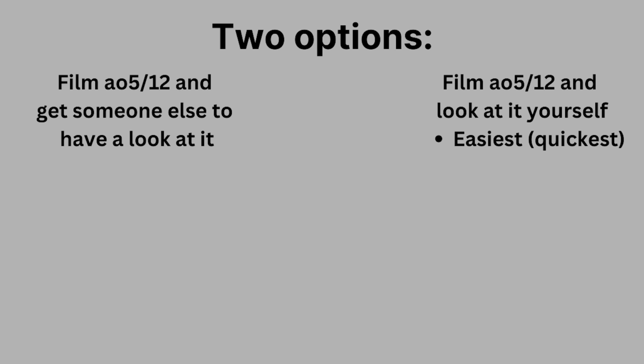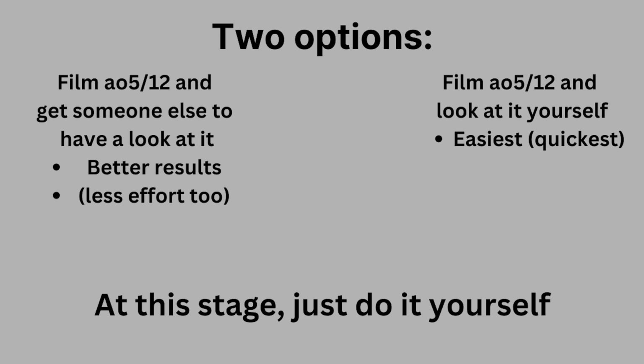And to know what they are, you have to analyze your solves. And to analyze your solves, you basically have two options. You either film an average of 12 or average of 5, and then send it off to someone to have a look at, or you film an average of 12, average of 5, and look at it yourself. And it's kind of up to you which one you want to do. It's probably easiest if you just do it yourself, but you'll probably get even better results if you send it off to someone else. But I would probably at this stage just say do it yourself.